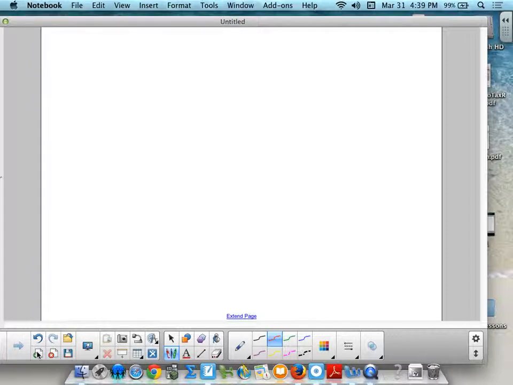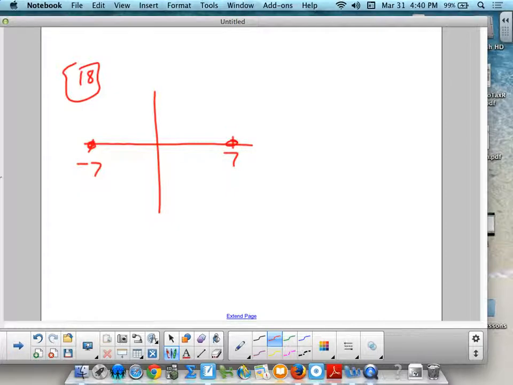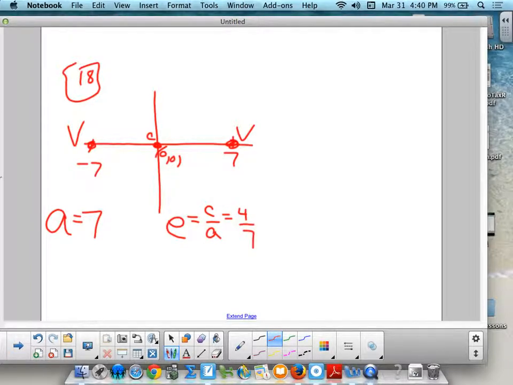All right, 18. 18, the vertices are (7, 0) and (-7, 0). Okay, since these are vertices, this should tell you A is 7. It should also tell you center. The center is (0, 0). They talk about the eccentricity. Eccentricity is just C over A. They tell you the eccentricity is 4 sevenths.